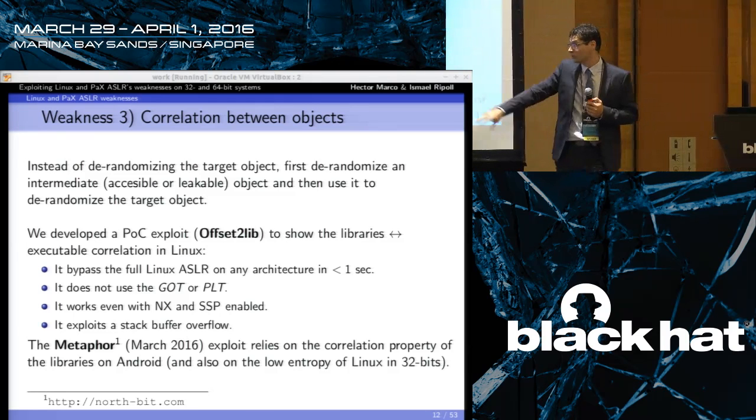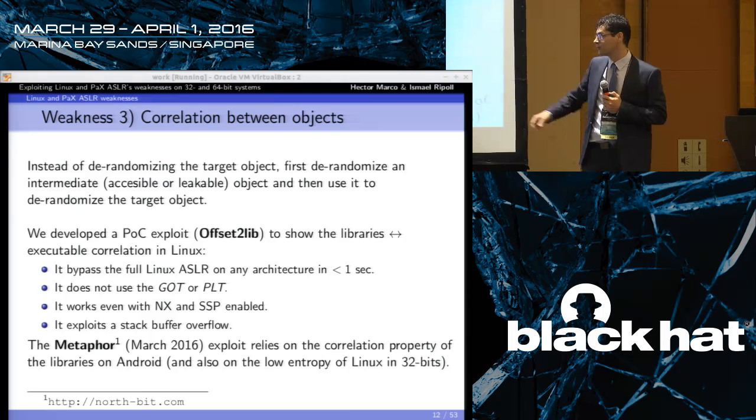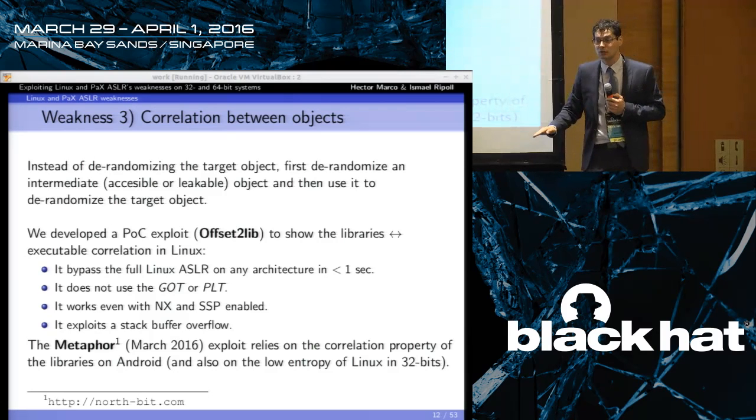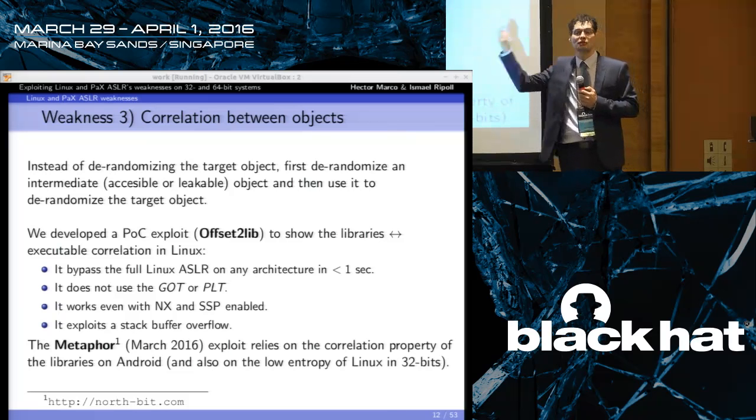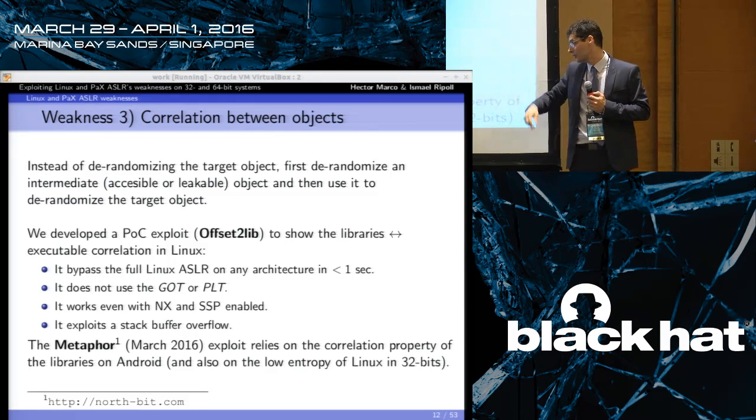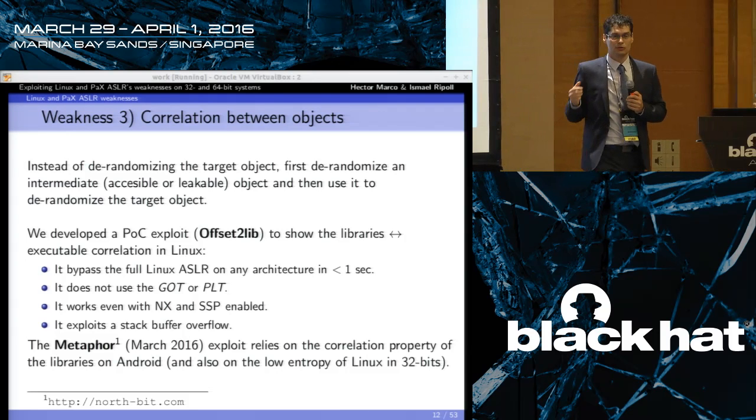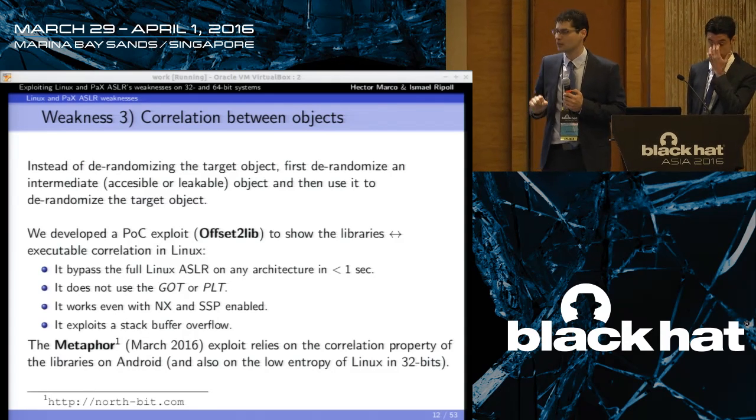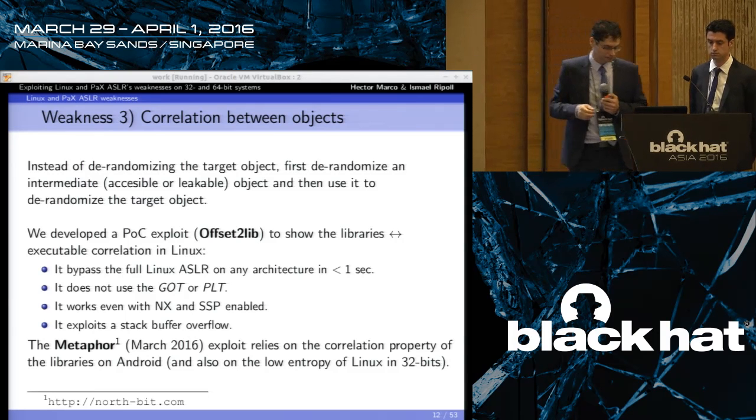And recently, 2 weeks ago, the people from Northbit published the metaphor attack, which uses the correlation property. On Android, all the libraries are correlated, meaning all the libraries are loaded in memory side by side. So if you break the ASLR of one library, you can exploit the bug on another. They used both this correlation and also, in 32 bits, the low entropy. So they make a small brute force against one library, which has special configuration, and once one knows the direction of the library, then they jump to the target.